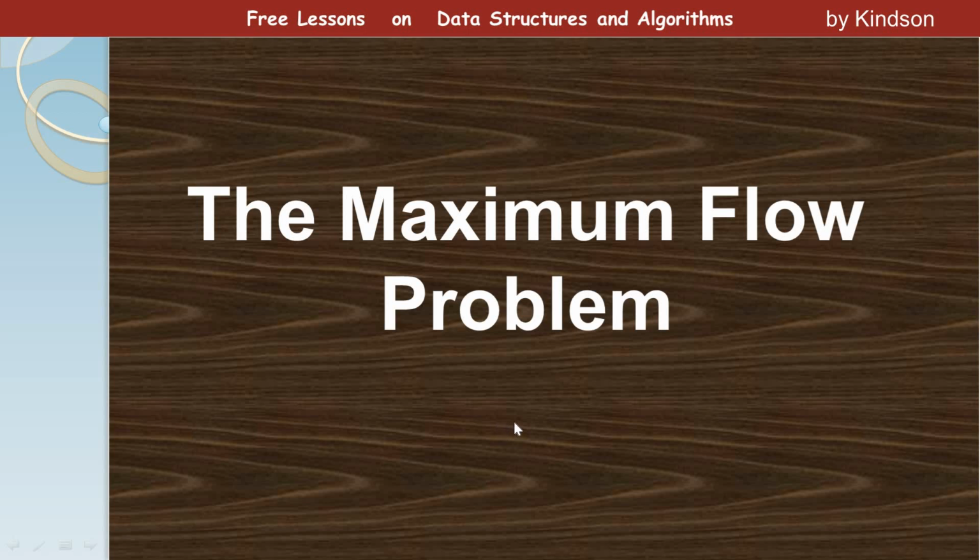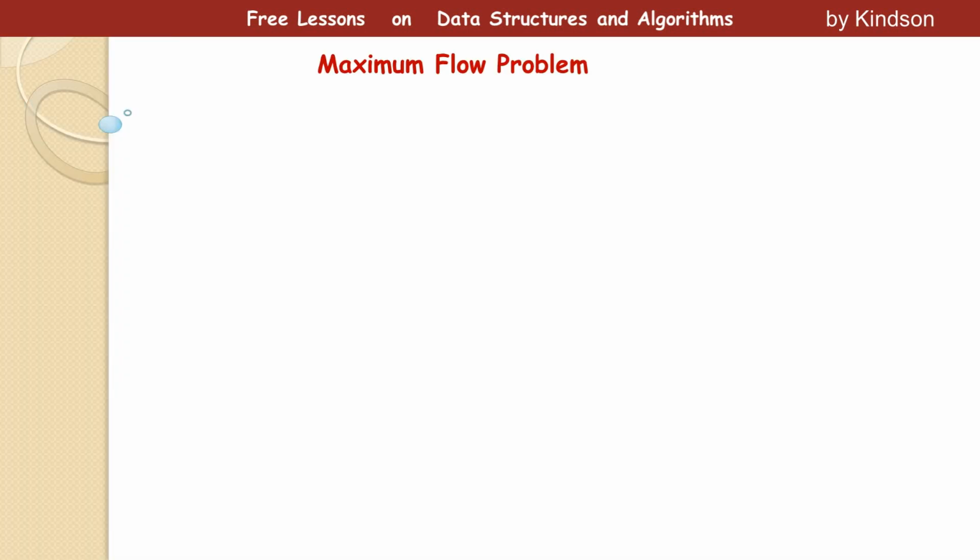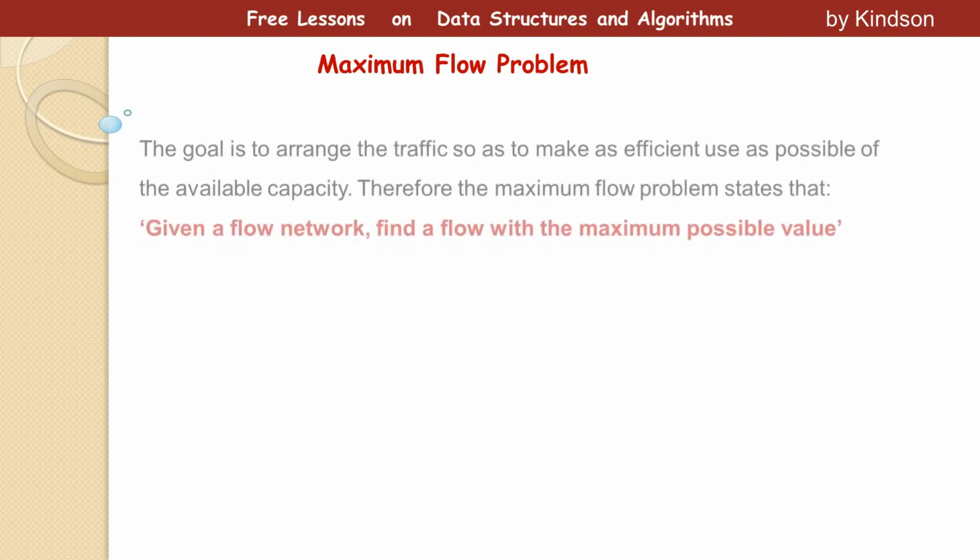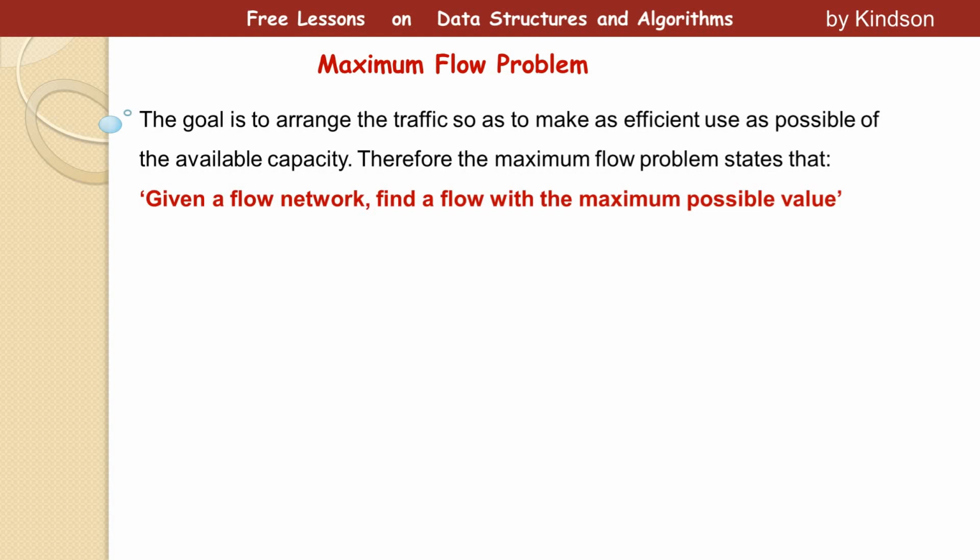So let's now define the maximum flow problem, because that is ultimately the problem we want to solve in flow networks, and that is why we talk about the Ford-Fulkerson algorithm. One thing I want you to do is to understand this problem, alright? The goal is to arrange the traffic so as to make as efficient use as possible of the available capacity. Therefore, the maximum flow problem states that for a given network, find the flow with maximum possible value.